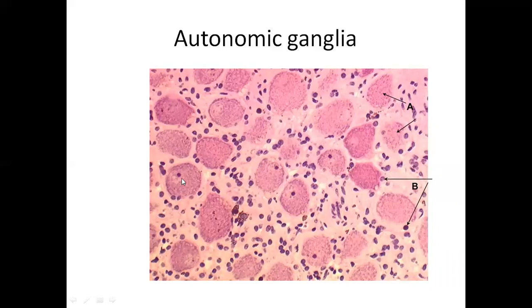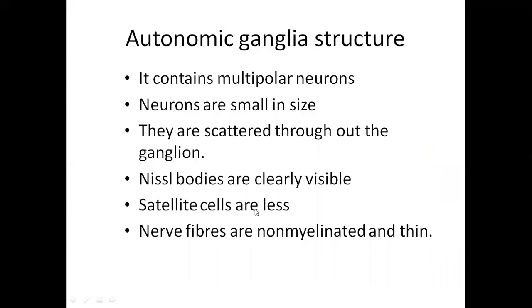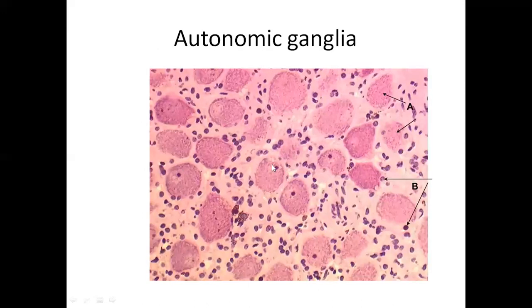Then satellite cells. The surrounding cells around this ganglion are comparatively less. Satellite cells were more in the previous ganglion, the dorsal root ganglion, whereas they are less in the autonomic ganglion. Nerve fibers are usually non-myelinated and thin. This is how the autonomic ganglion looks. These are all multipolar neurons with clear Nissl's granules. You can see all these granules, and a few satellite cells around. Those are the characteristic features of autonomic ganglion.